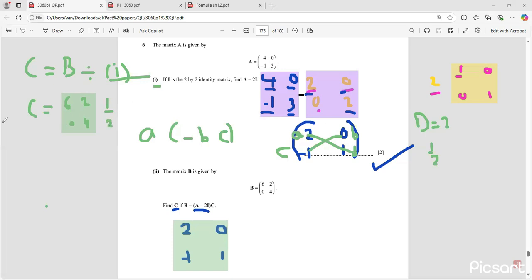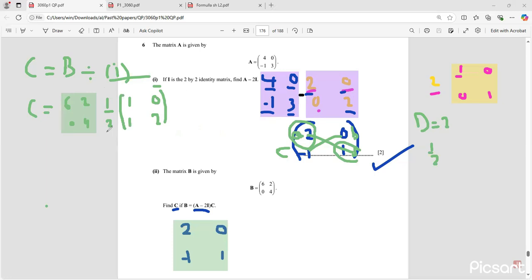And we are going to switch A and D, and negate B and C. So you're going to switch A and D, and negative B and C. So here will be 1, here will be 2, because we switch the places, okay? And negative 0 is still 0. B and C stay in the same places. Negative 1 multiplied by negative 1 will be 1.